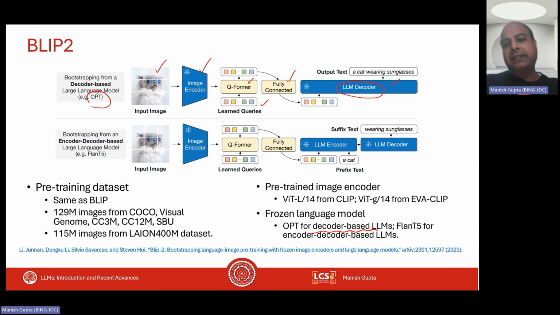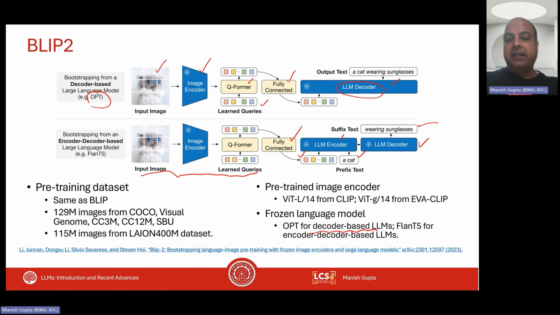But sometimes you also want to process text as input. For example, in visual question answering scenarios, you also have extra text which you want to provide. In which case, you do the same thing on the input side. You get the learned queries, connect with a fully connected layer, and pass those queries. They are now in the LLM space. You can also provide the text and give it all as part of the LLM encoder, and then use the decoder to start decoding and generate the outputs.